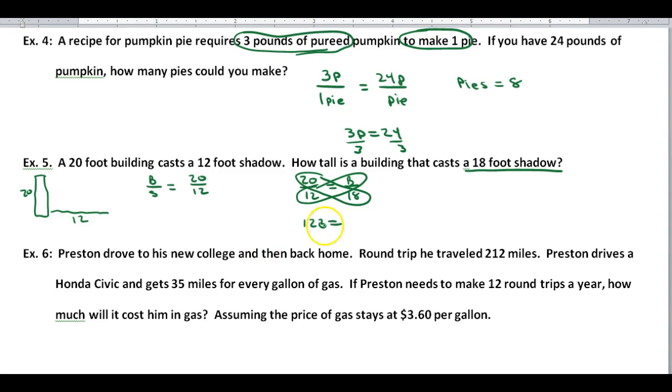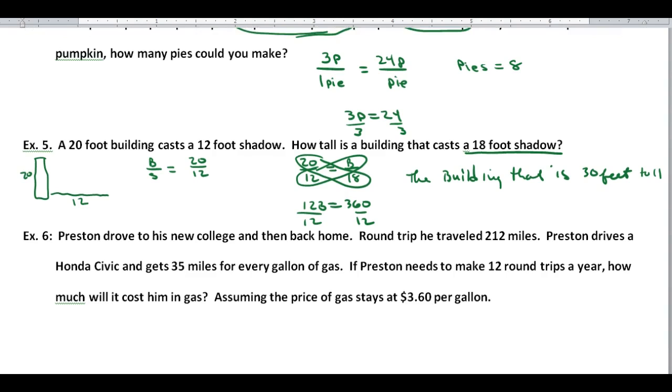It's going to be 360. When you divide by 12, you end up with a building that is 30 feet tall. If you think about this, this is semi-realistic because it's hard to measure a building with a ruler. Now, you could measure the length of a shadow. Therefore, you can get a very good estimate of the height of a building using its shadow.